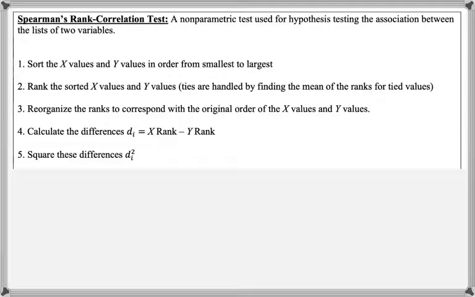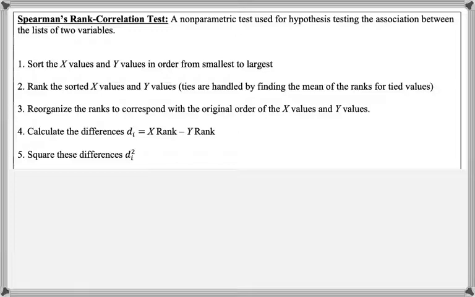This section is on Spearman's rank correlation test. This is a nonparametric test used for hypothesis testing the association, or relationship, between the lists of two variables. First, we need to sort the x and y values in order from smallest to largest.